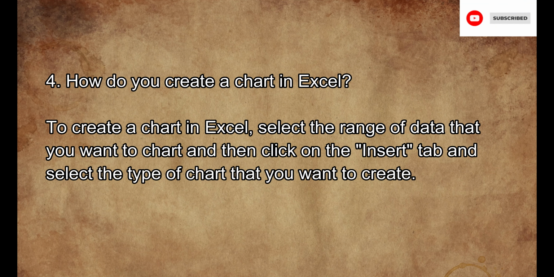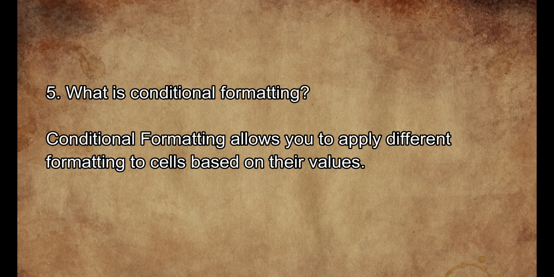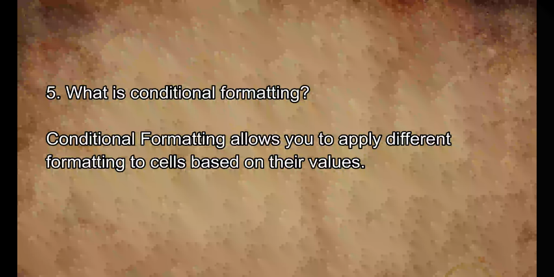4. How do you create a chart in Excel? To create a chart in Excel, select the range of data that you want to chart and then click on the Insert tab and select the type of chart that you want to create. 5. What is conditional formatting? Conditional formatting allows you to apply different formatting to cells based on their values.